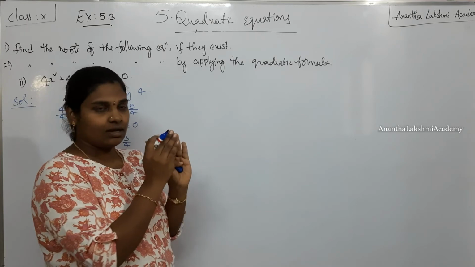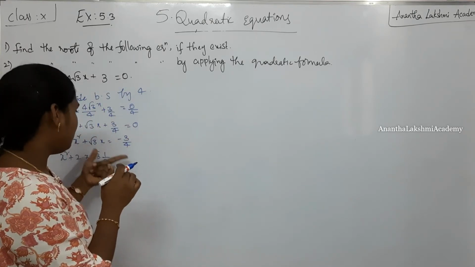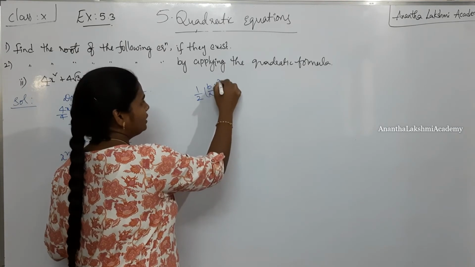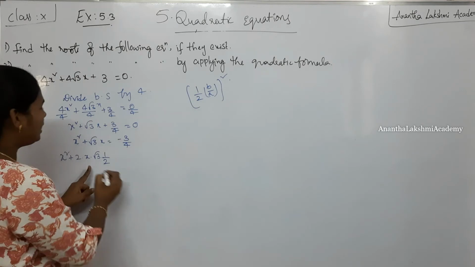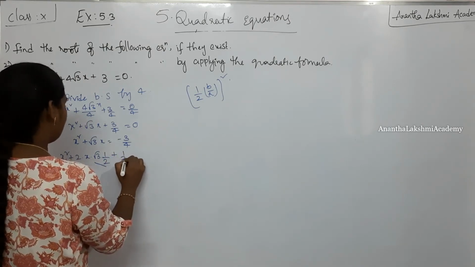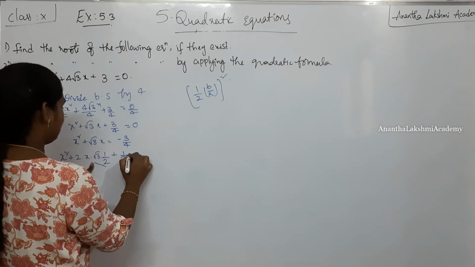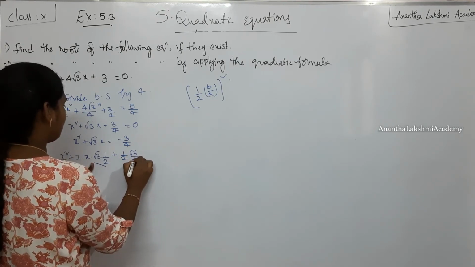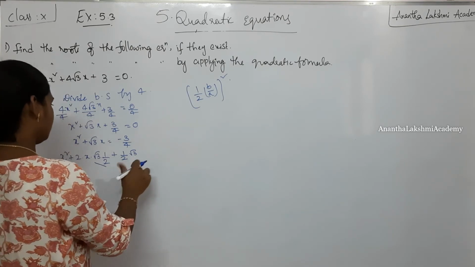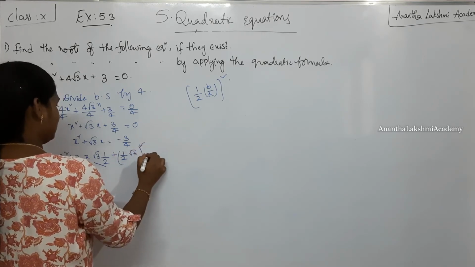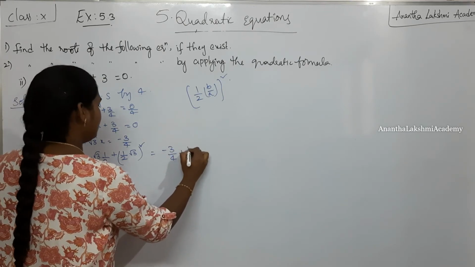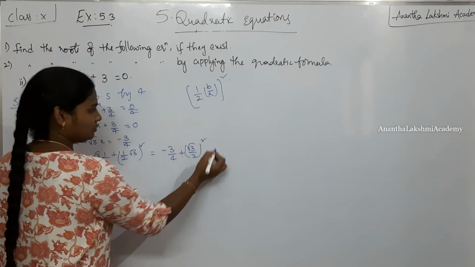When we have this as b by a, I told you that we need to multiply it with half into b by a whole square. So what does this become? Root 3 by 2 is nothing but our b. So that is nothing but half into b by a, root 3 by 2, whole square, isn't it? So this is nothing but minus 3 by 4 plus root 3 by 2 whole square.